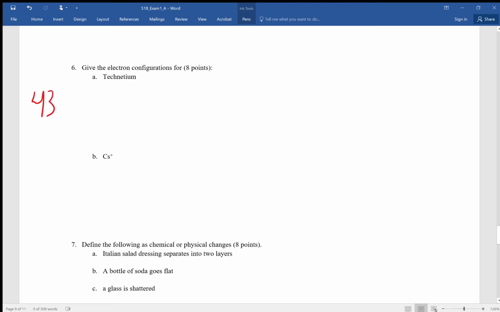Cesium has 55 electrons, but we are dealing with the cesium plus ion, so that means we've lost an electron, and so we should only account for 54 in this configuration.